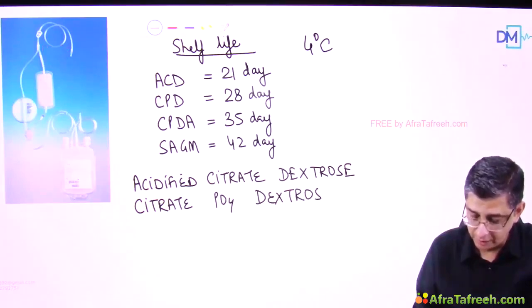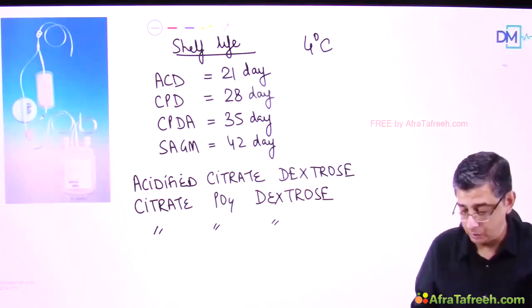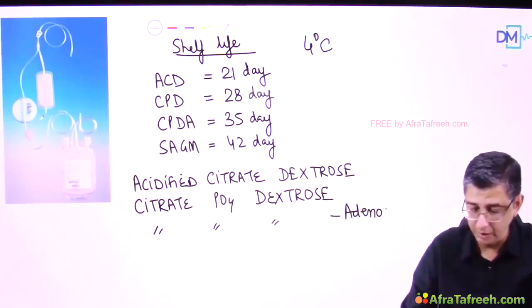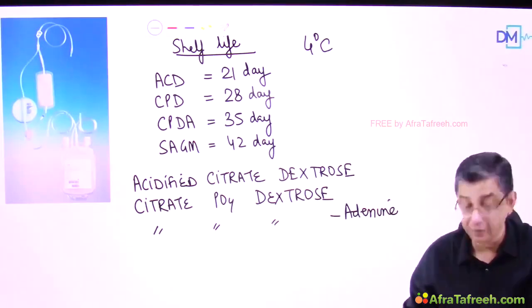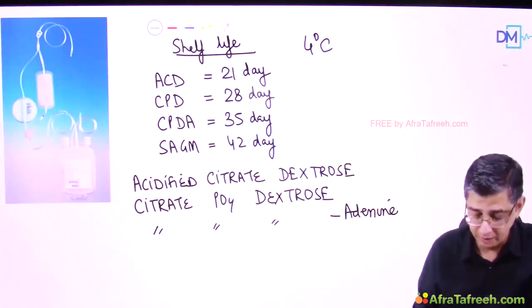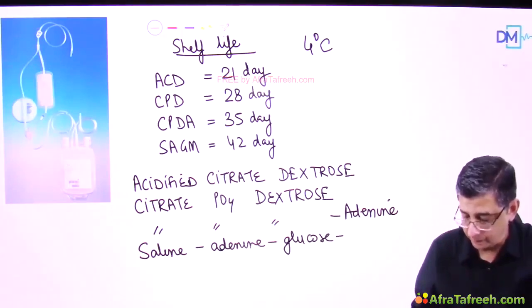Why adenine? Because it helps in maintaining the stores of ATP. So CPDA is citrate phosphate dextrose adenine, helps in maintenance of the stores of ATP, which are important again for the survival and the integrity of the red blood cells. And then would be SAGM, that would be normal saline. A would stand for adenine, G would stand for glucose, and M would stand for mannitol.